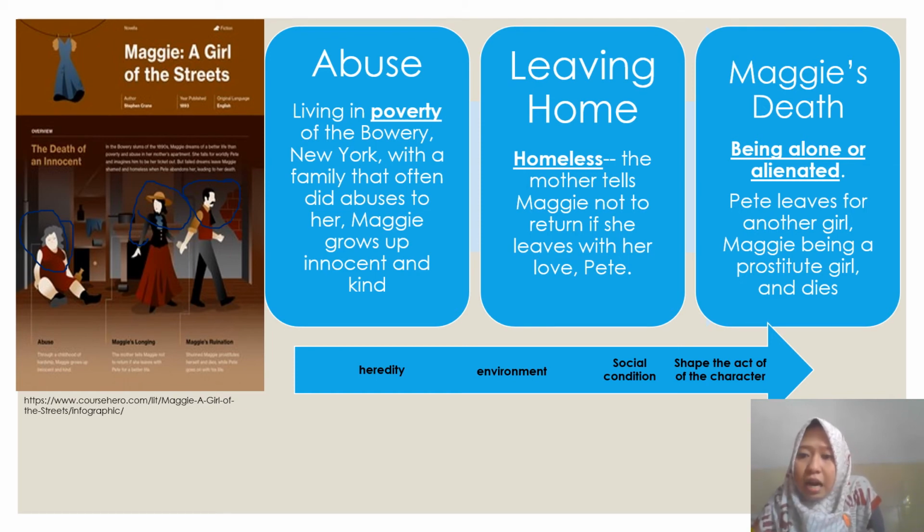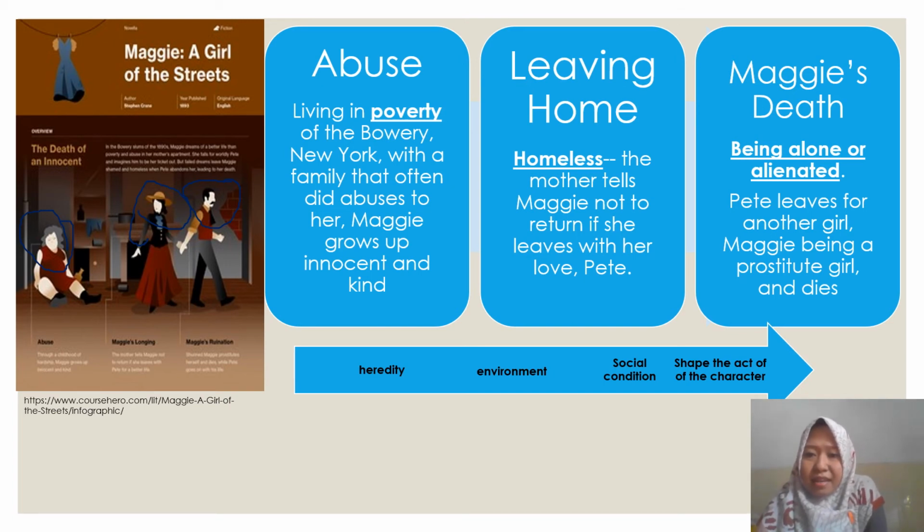And then after Maggie decided to live with her love, her mother doesn't want to accept her again if Maggie would like to return home. So this is the consequence. If Maggie leaves home, the mother will not receive her again. Okay, leaving home, homeless, the mother tells Maggie not to return if she lives with her love.